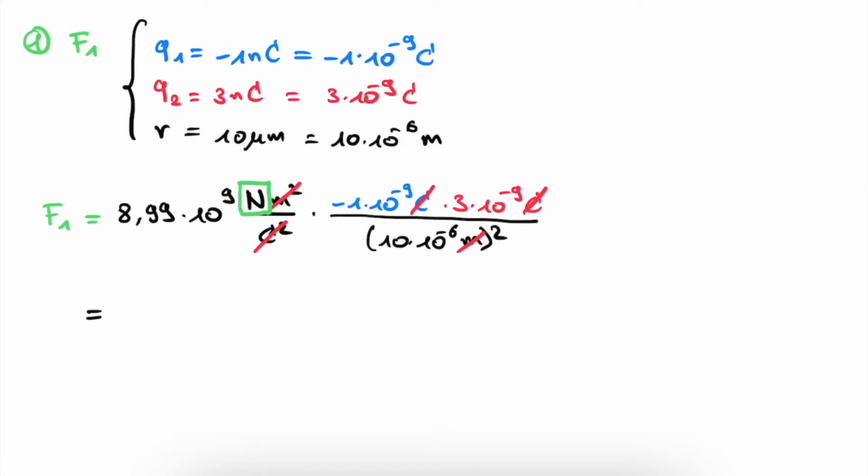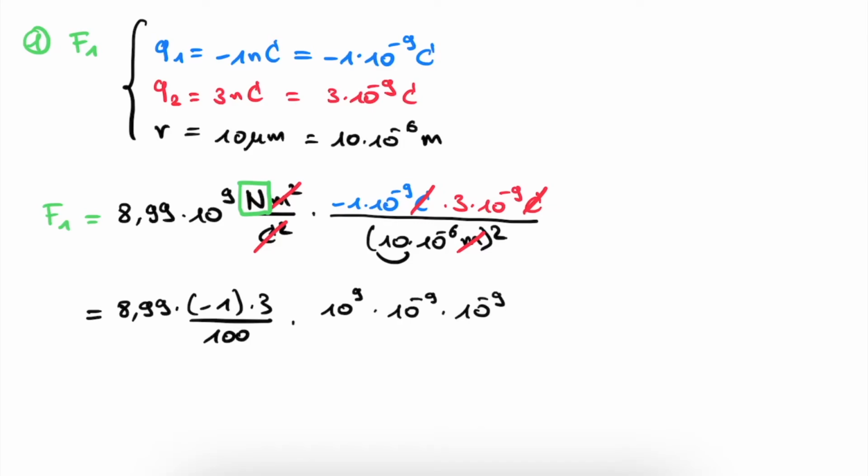Let's now, again, to do this calculation, use the trick of taking together all of the numbers. So for the numbers, we have 8.99 times minus 1 times 3, which are the two charges, divided by 100. And this 100 is basically this 10, which we have to square. For the powers of 10, we have 10 to the power of 9 coming from our k, times 10 to the power of minus 9 times 10 to the power of minus 9 coming from our two charges. And we divide this by 10 to the power of minus 12, which is of course 10 to the power of minus 6, which we square. And we get a result which is minus 0.27, which comes from this term.